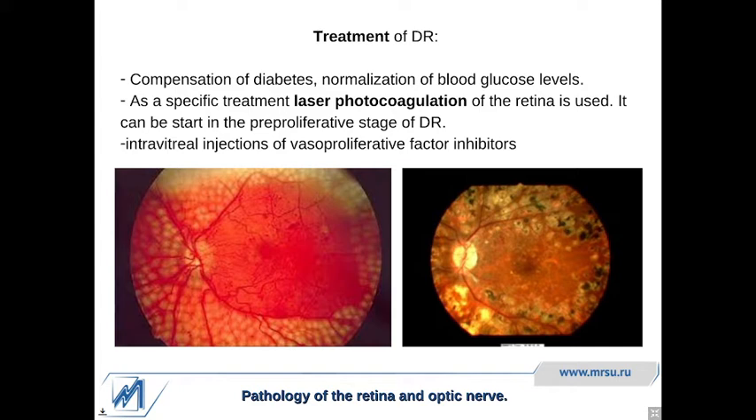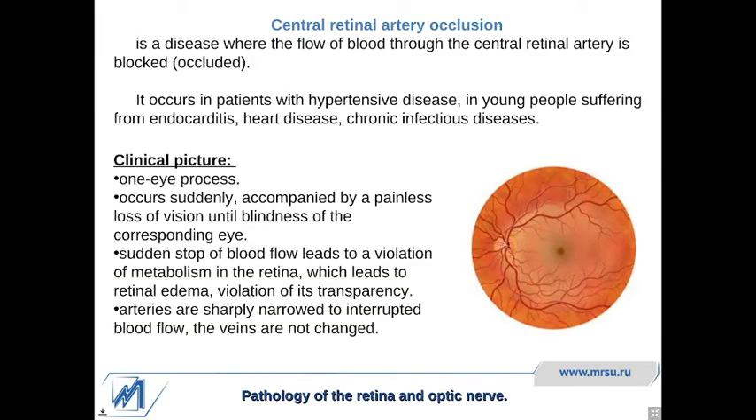Okay, next. Next is central retinal artery occlusion. What about central retinal artery occlusion? I can say that it is something like a stroke, but inside the eye. It is a disease where the flow of blood through the central retinal artery is blocked, occluded. It occurs in patients with hypertensive disease, in young people suffering from endocarditis, for example, heart diseases, chronic infectious diseases. In the clinical picture, the process is mostly in one eye and occurs suddenly, accompanied by a painless loss of vision in a short period.